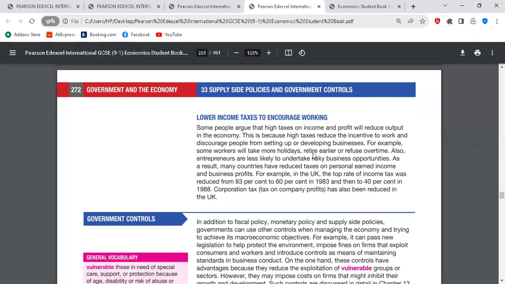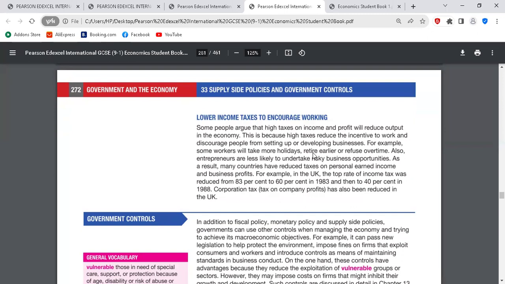Because when income tax increases, output would fall. People will not have an incentive to work. Let's read anyway. Some people argue that high taxes on income and profit will reduce output in the economy. This is because high taxes reduce the incentive to work and discourage people from setting up or developing businesses. They will be discouraged. How do I pay more taxes? And you want me to? No, I can't.